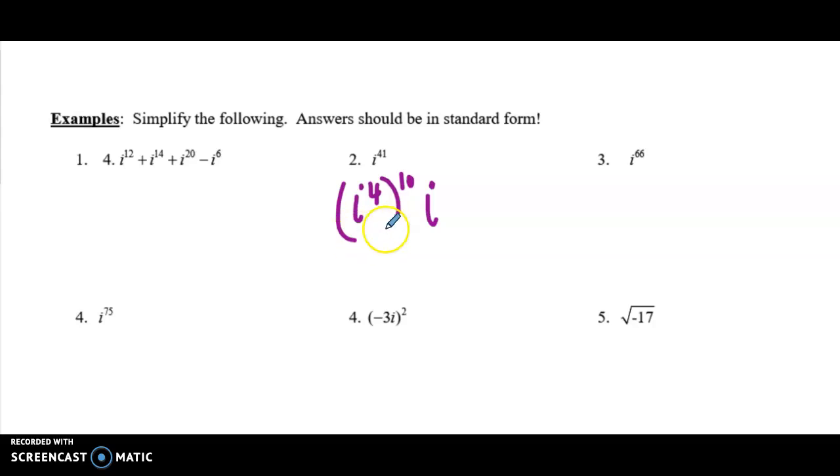Now, remember, i to the 4th is the same thing as 1. So 1 to the 10th is just 1. Then you just have an i left over.